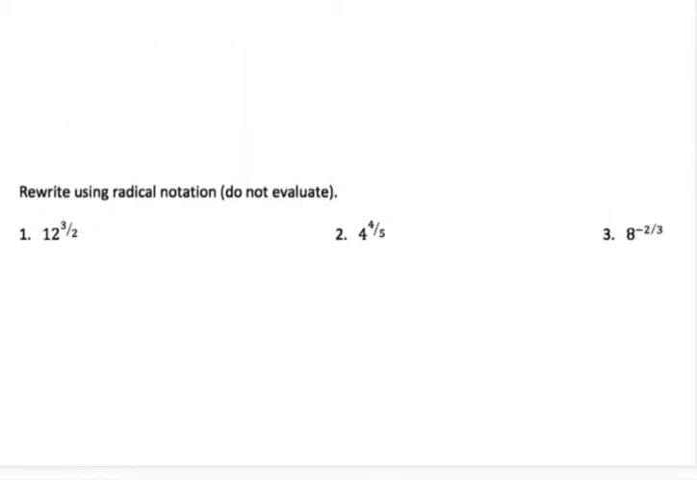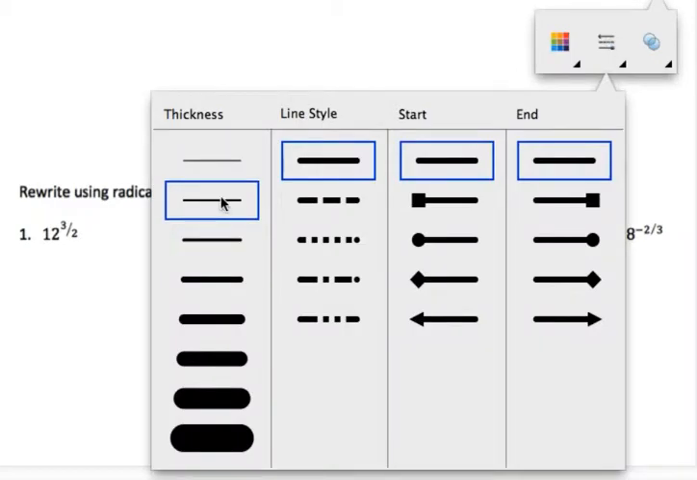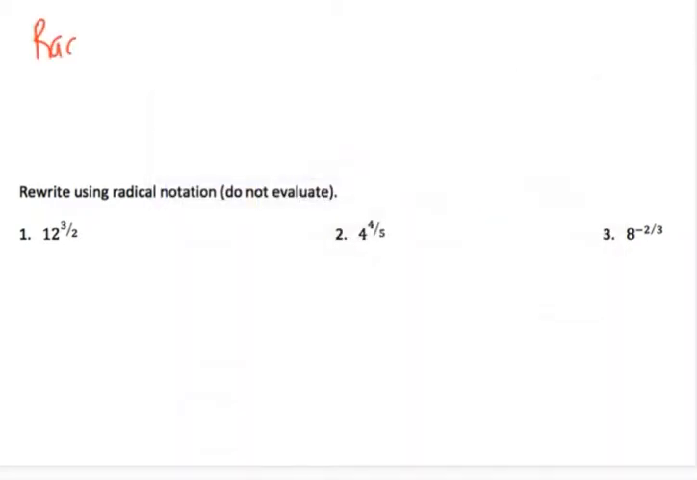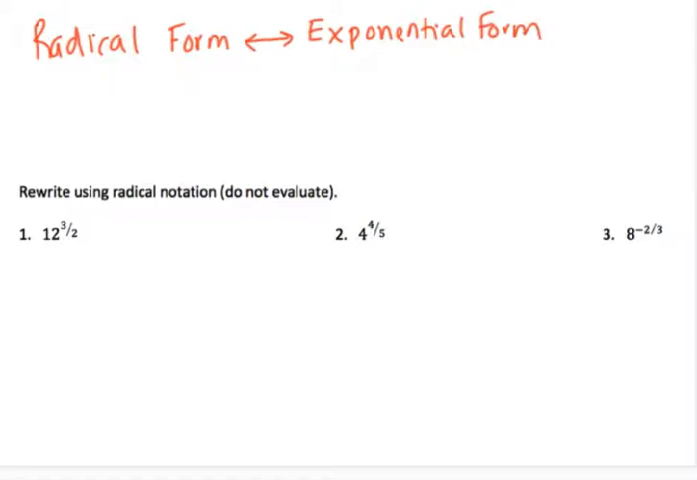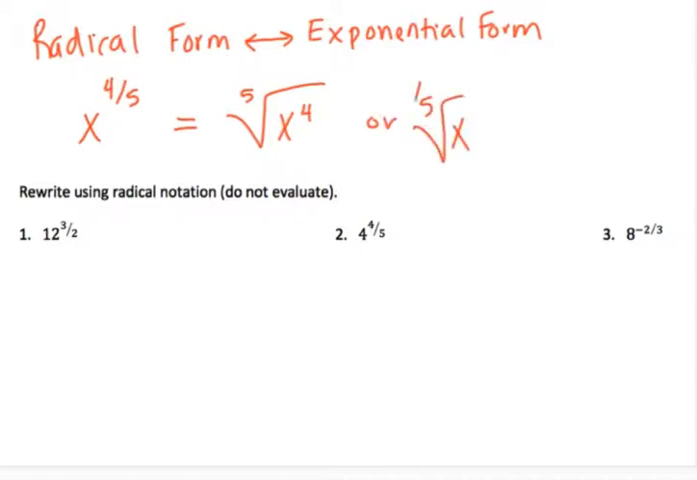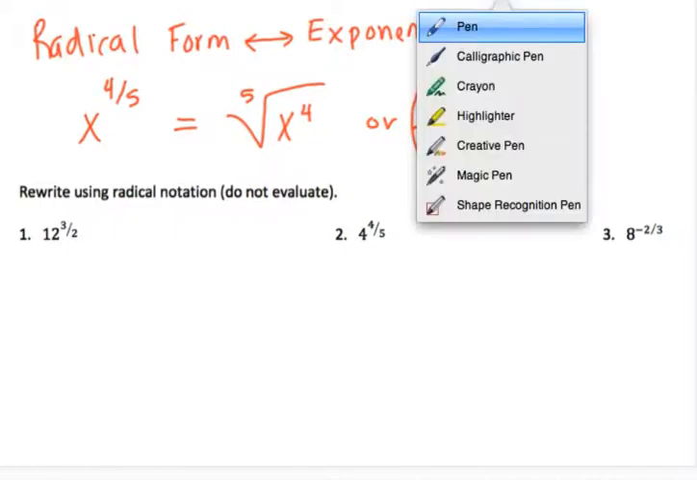So the next concept that we're going to be looking at is going from a rational exponent, so like a fraction, to a radical form, so an expression with a radical in it. So you're going back and forth from radical form to exponential form. Now, for example, if I say x to the 4/5, that 5, that number underneath the fraction, is the root, and the 4 is the power.